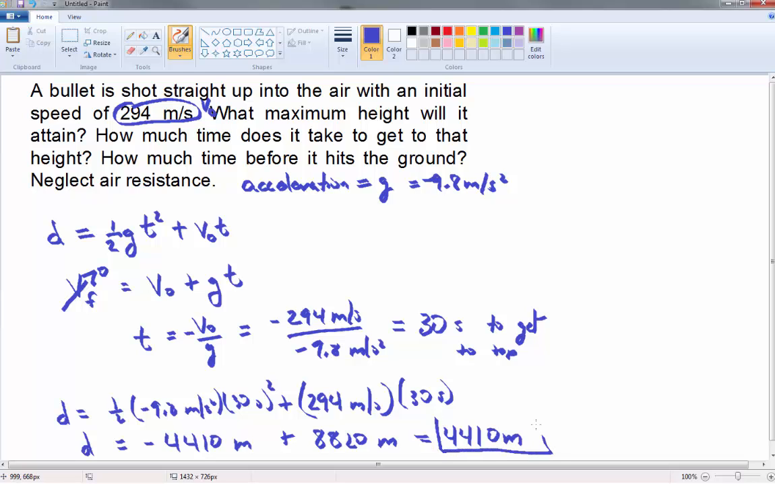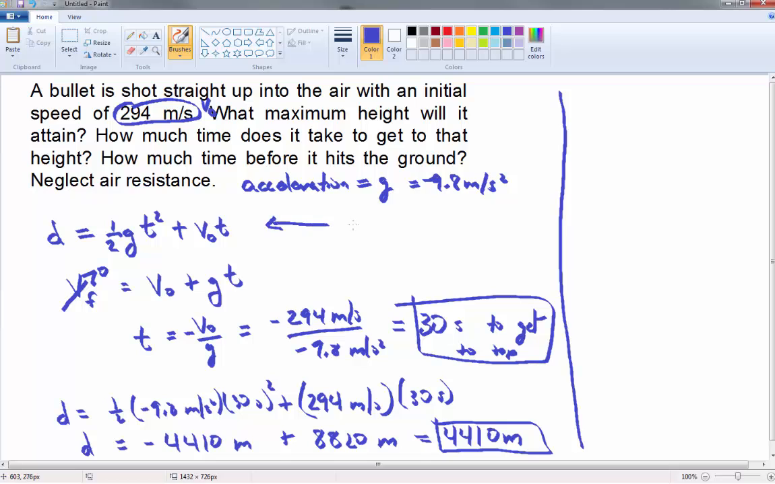So that leaves us with one question. How much time until this guy hits the ground? Well, it takes it 30 seconds to get to the top. It turns out it's going to take it another 30 seconds to get to the bottom. But we can show that without having to just state, oh, it's going to take the same amount of time, because we have our equation here.